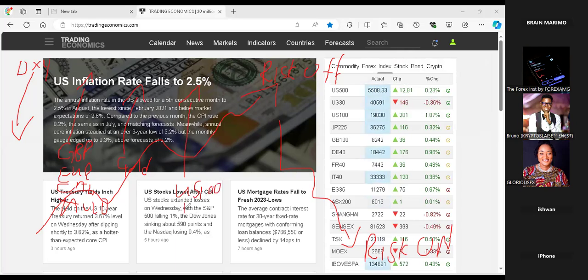Nasdaq, Dow Jones. That's when we're risk on. That's when it is selling. When the dollar is giving us a sell, we know we are risk on. When it buys, we are risk off. We are selling all these and buying the dollar. Right? So now with interest rates being cut, when you cut interest rates, you devalue the currency. I'll explain it in more detail.